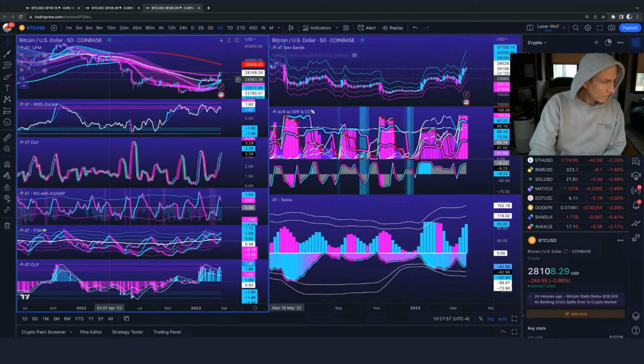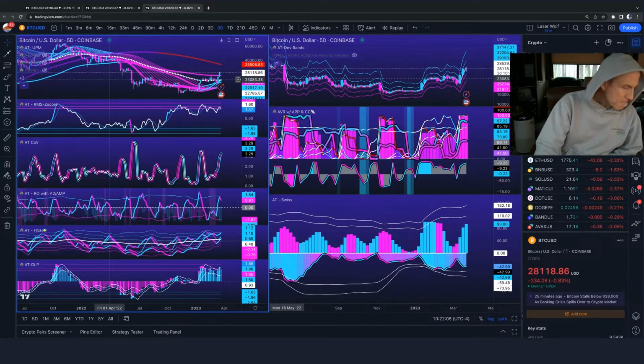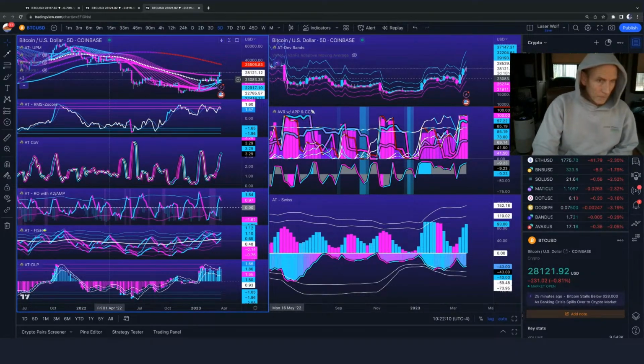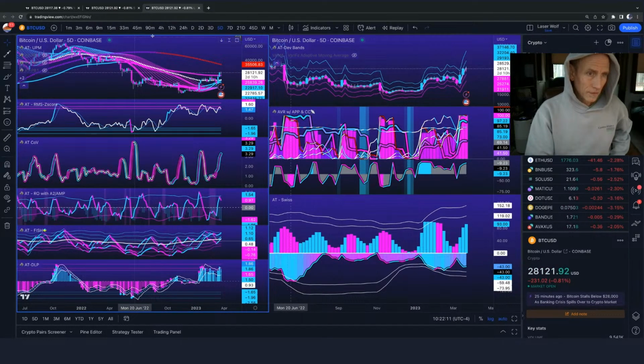100%, dude. They love retailers just sitting in them positions, man. They sure do. That's how they count on making liquidity for the exchanges, for sure. Like that 4 hour move.